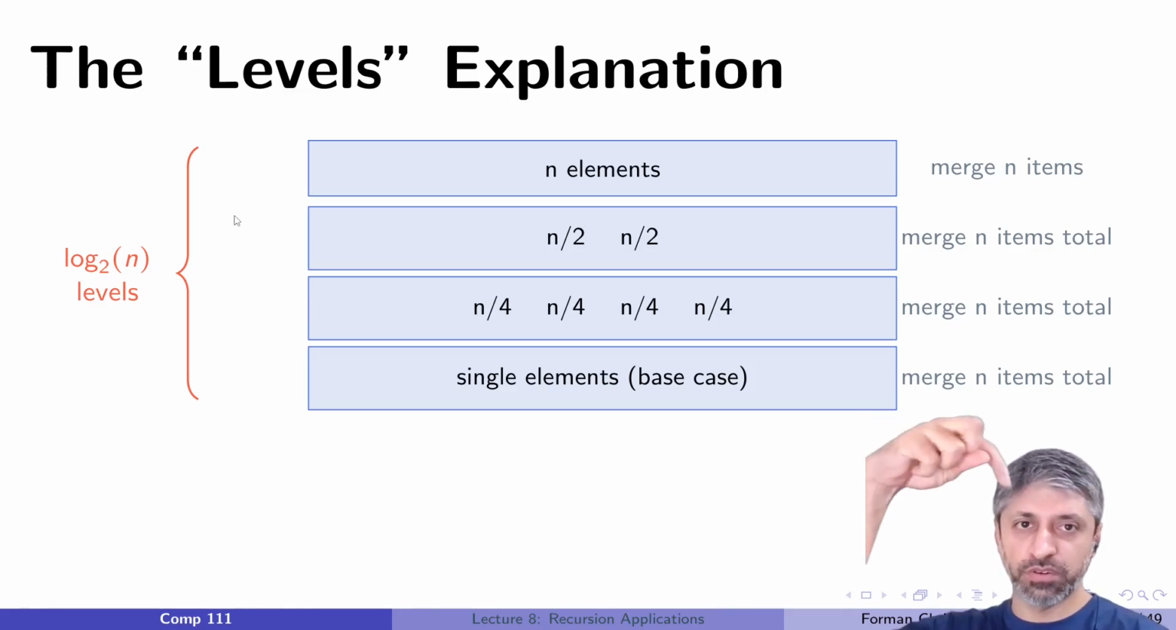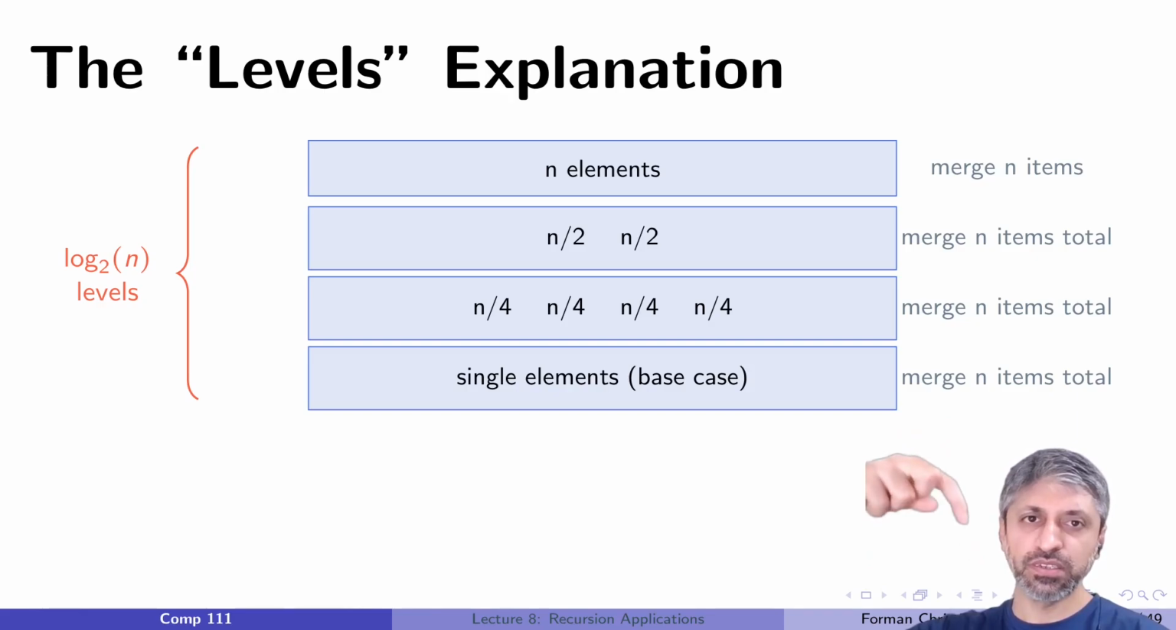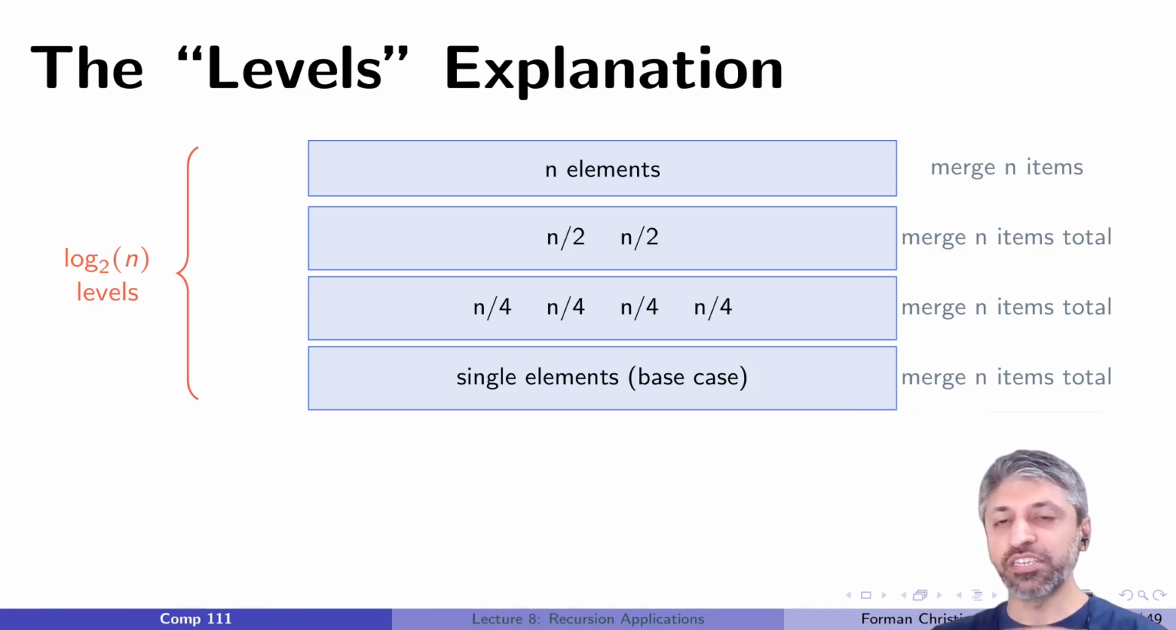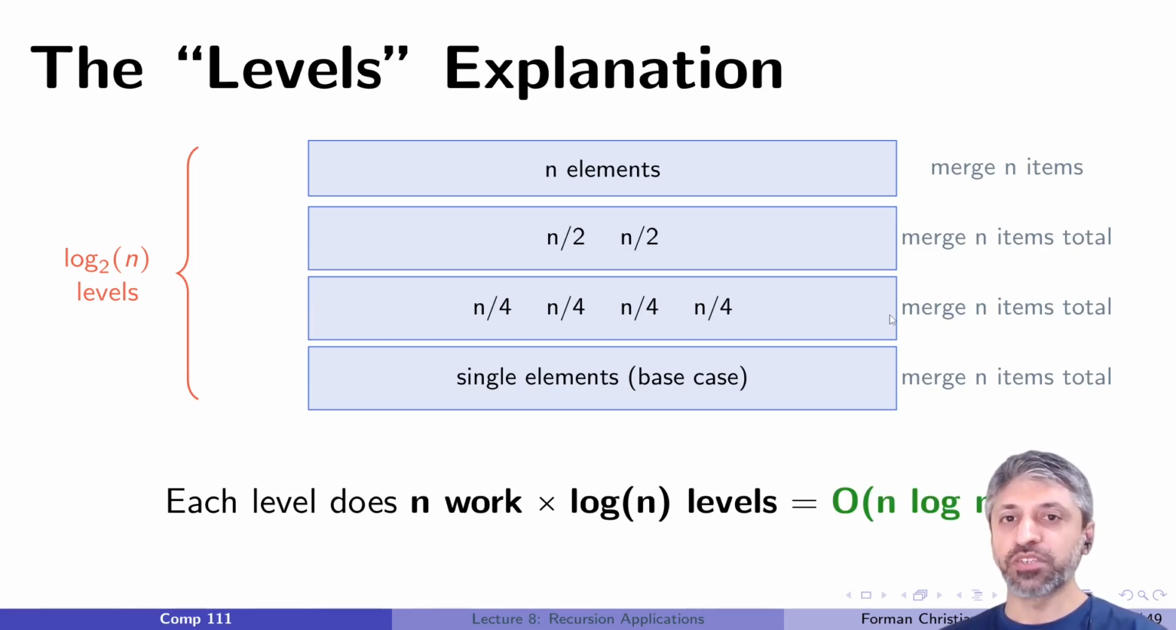That's the total number of levels multiplied by n items basically. That's the n number of steps in each level. So that gives you n log n, which is the total number of steps it requires to do merge sort.